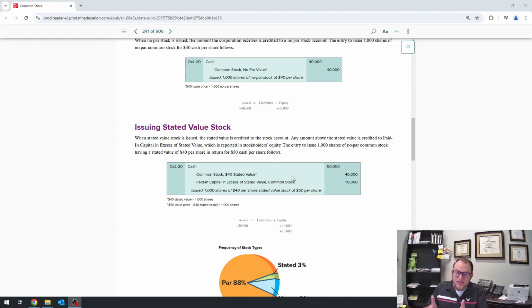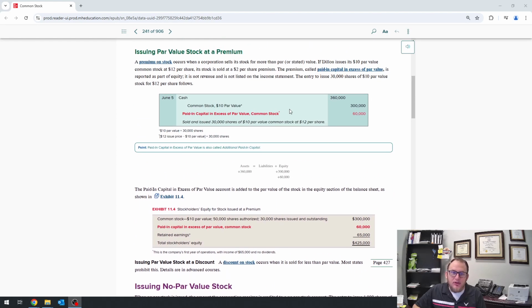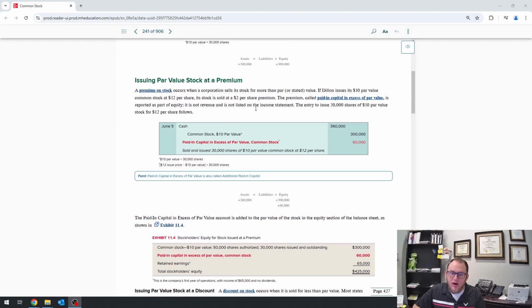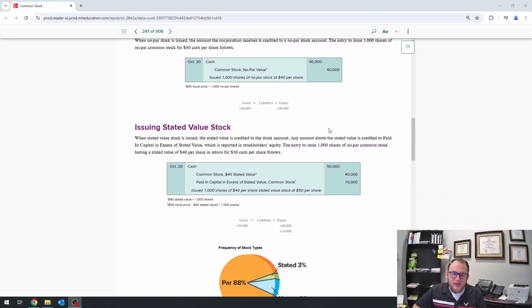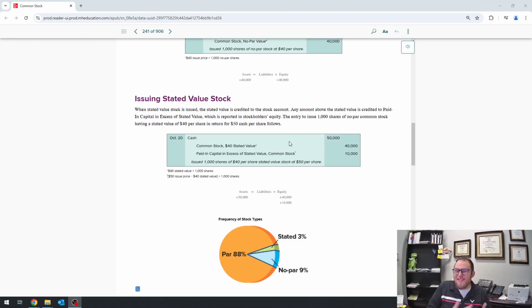So that is going to be $40,000, and we would credit that. And then we have this paid in capital in excess of stated value of the common stock. So again, very similar to issuing par at a premium, but this is when we issue it at more than its stated value. So cash came in for $50,000, and the stated value on those shares was $40,000.